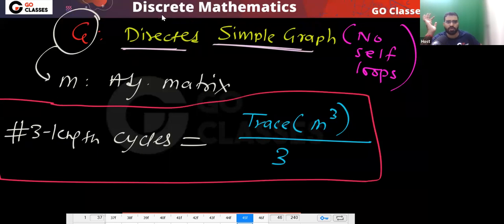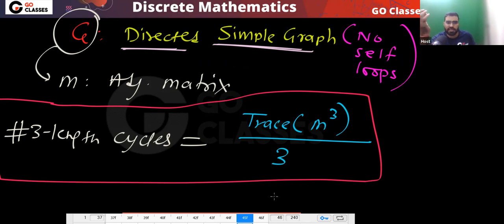Again, will it work for anything else, like a k-length cycle? Will it work for a four-length cycle? No, it will not work for a four-length cycle. It will not work for a five-length cycle or six-length cycle. It will only work for a three-length cycle.